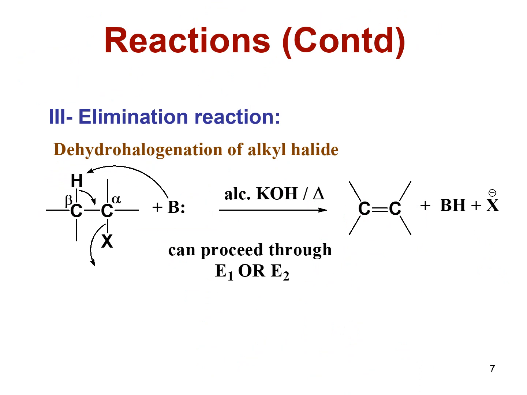So, as we have mentioned, we have the third type of reactions, which is the elimination reactions. This involves dehydrohalogenation of an alkyl halide, where a hydrogen and a halogen leave in the presence of a base, an example of which is alcoholic potassium hydroxide, and you end up with the doubly bonded compound. You can proceed through an E1 or an E2 mechanism.